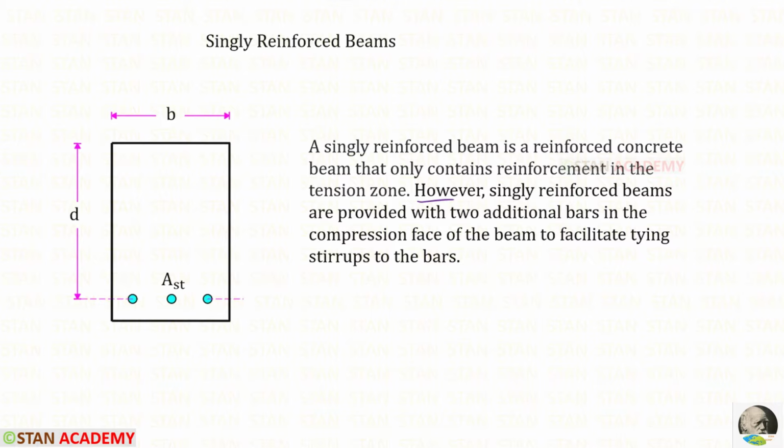However, singly reinforced beams are provided with two additional bars in the compression face of the beam. These two bars are called hanger bars. These are used to facilitate tying stirrups to the bars.